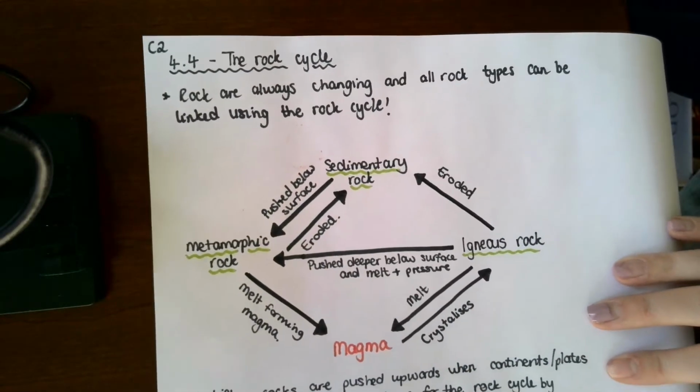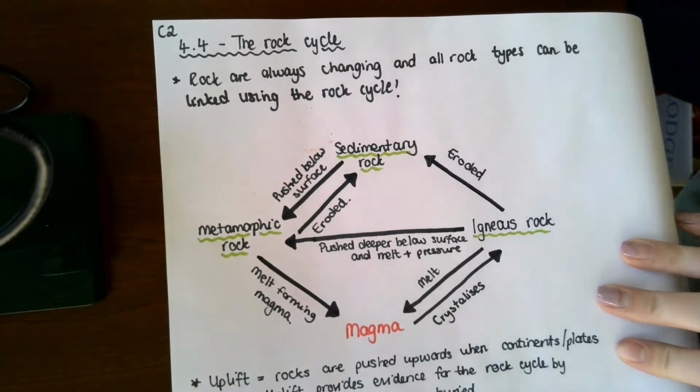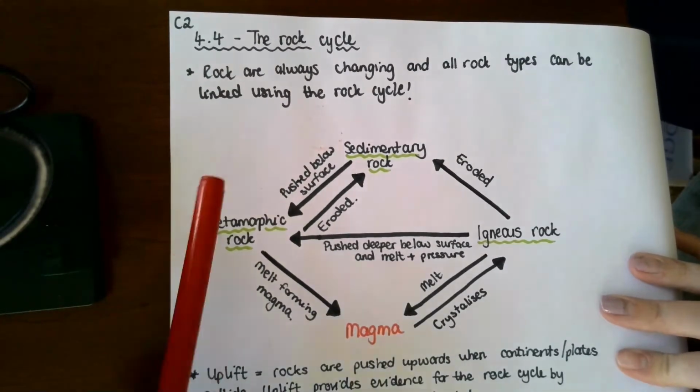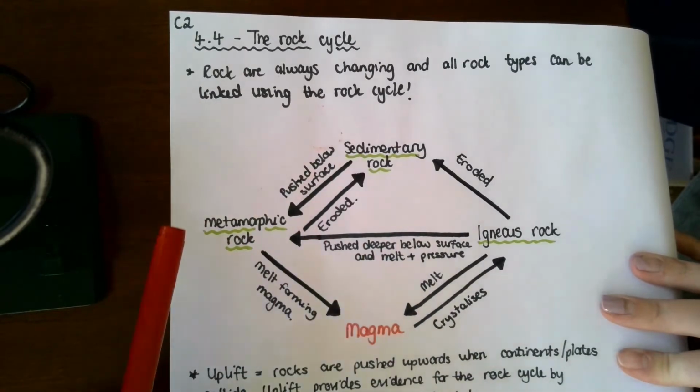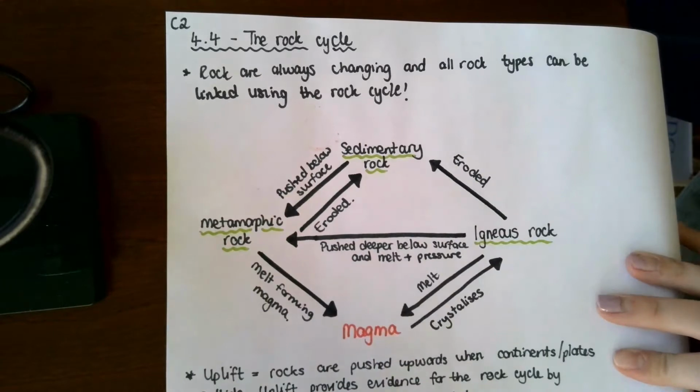So I've looked at different types of rocks in previous videos. Now all these different types of rocks are connected through something called the rock cycle. So rocks are always changing and they can be linked using the rock cycle. And what I've drawn here is a picture of the rock cycle.